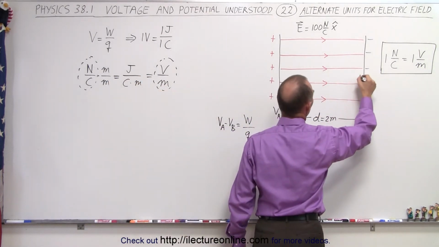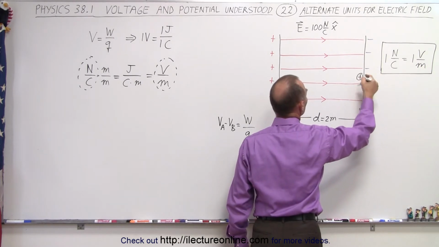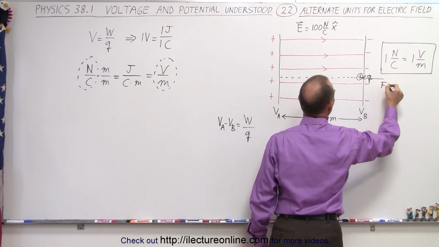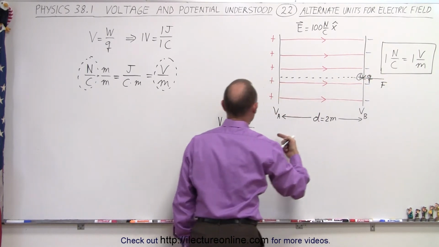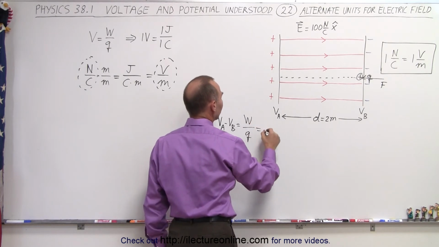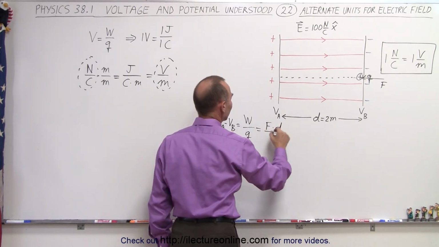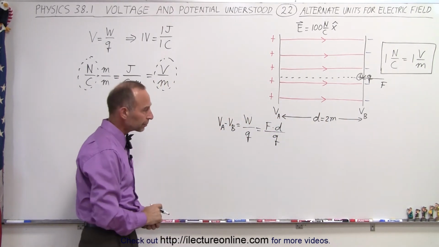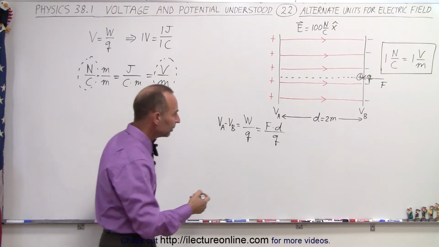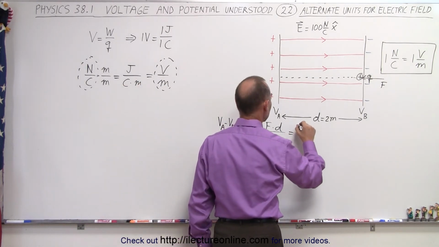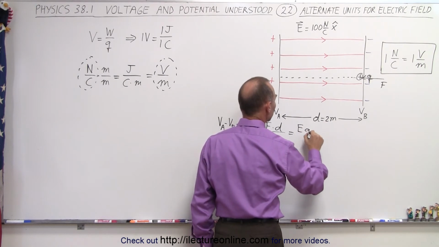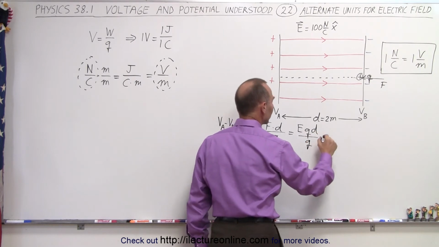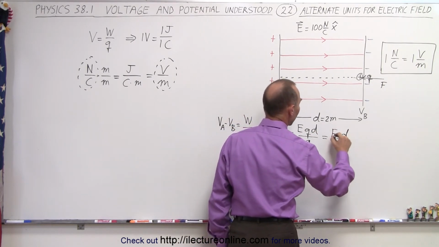For example, if we take a small positive charge of value Q and we push it all the way to the other side with a force, the work that it takes to do that we can define as force times distance, and if we divide it by charge, that will give us the potential difference between those 2 plates. The force inside an electric field is equal to the electric field strength times the charge within the electric field. And of course, we still have D divided by Q, and when the Q's cancel out, this gives us E times D.